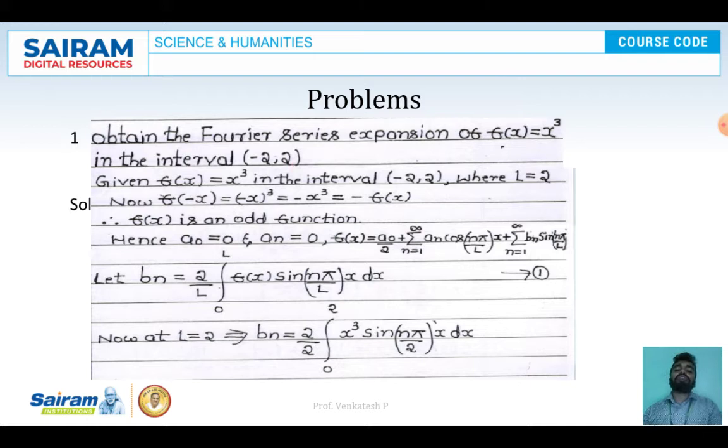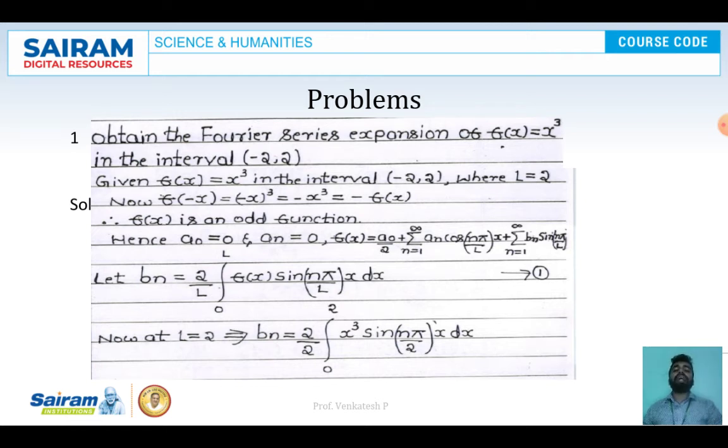So the given function is f of x is equal to x cube in the interval minus 2 comma plus 2. It implies that the value of L will be equal to 2. Now we have to verify whether the function is an odd function or an even function. Clearly x cube is always an odd function. Therefore the function f of x is an odd function. So since the function is an odd function, the coefficients a naught and an will be 0. Now our job is to find the value of bn only.